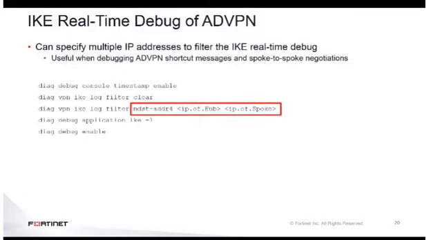You can specify multiple IP addresses when debugging IKE. This is very useful when debugging ADVPN shortcuts and spoke-to-spoke ADVPN negotiation issues.